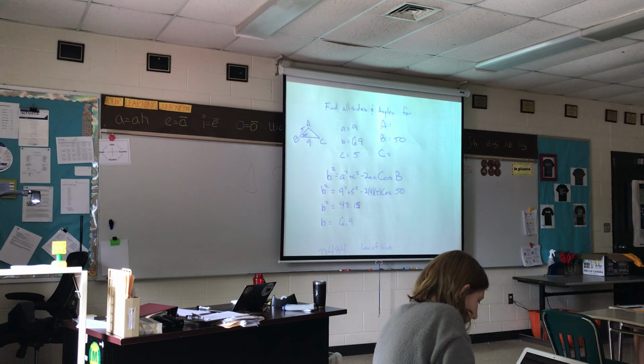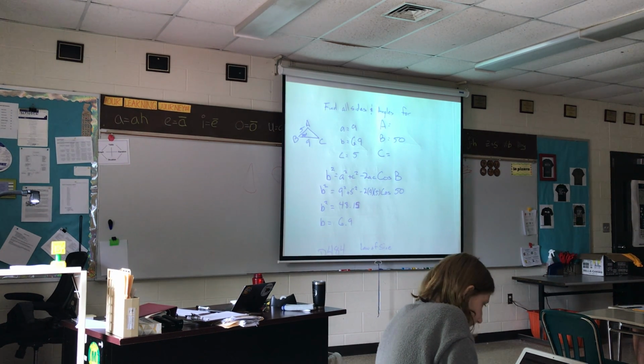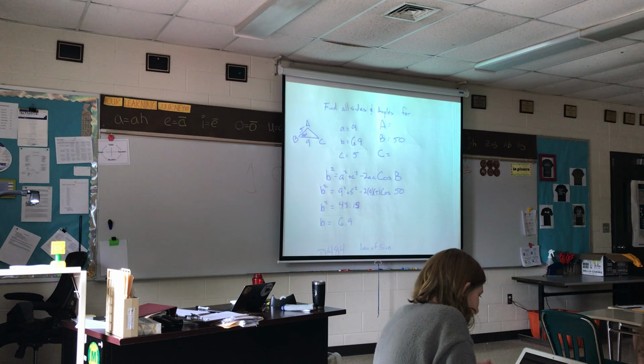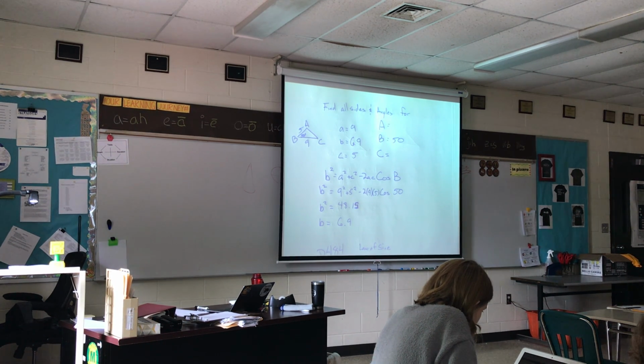It should be bigger though, because when we add them all together, we get this much. Check my work again. It's kind of weird. Let's walk through this. So I put sine 50 divided by 6.9 equals sine C over 5. Yep. Let's multiply: 5 sine 50 equals 6.9 sine C.